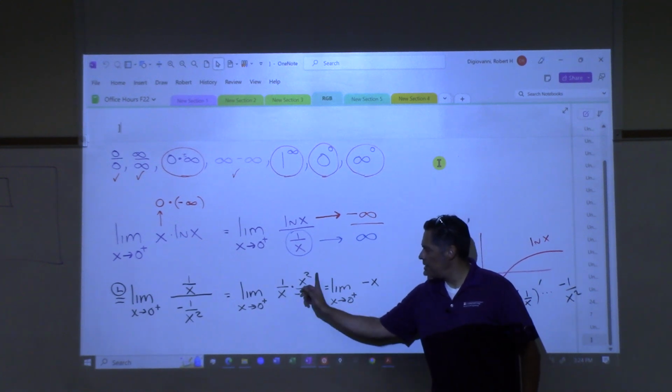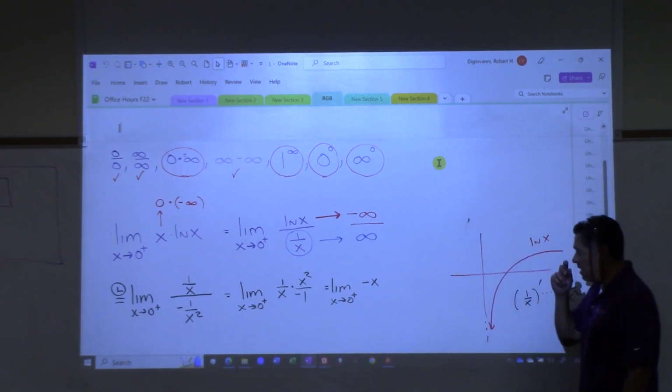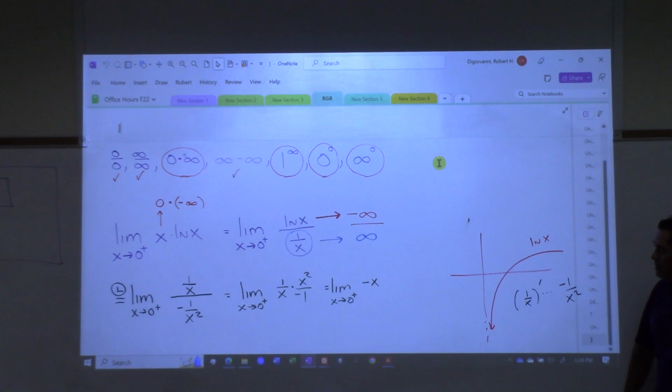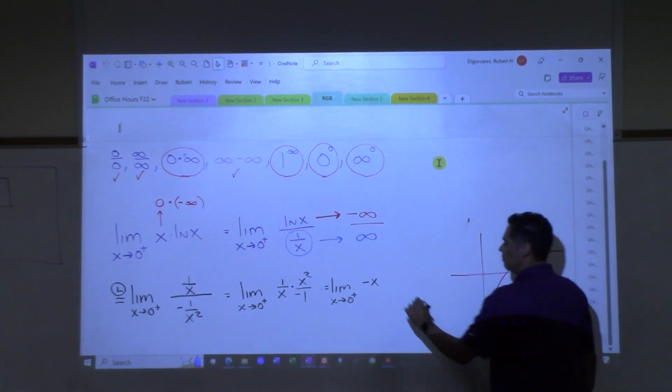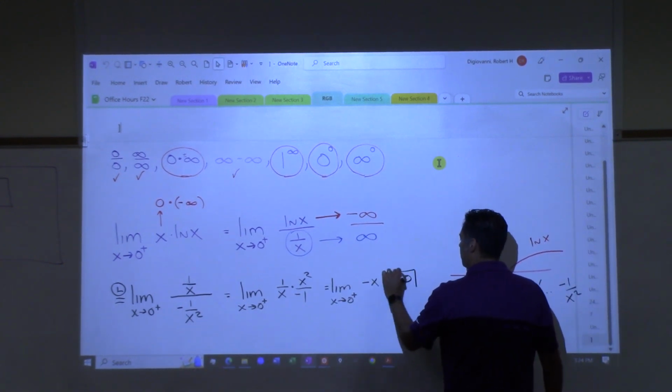Right? These x's, one of them cancels. You still have a negative 1 there. So you get negative x. And what's that? If x goes to 0, what's that? 0. Your answer is 0.